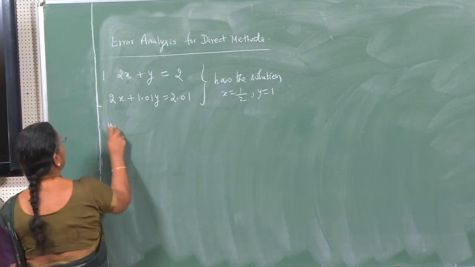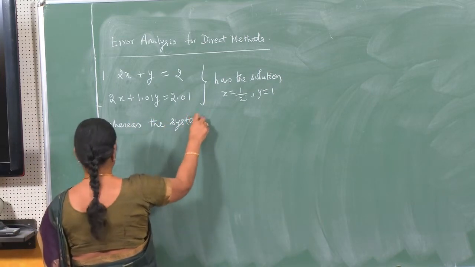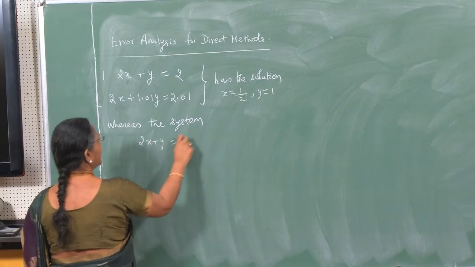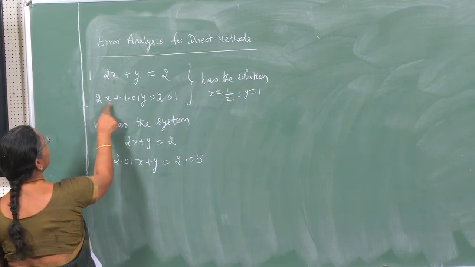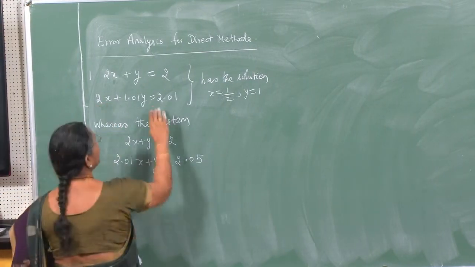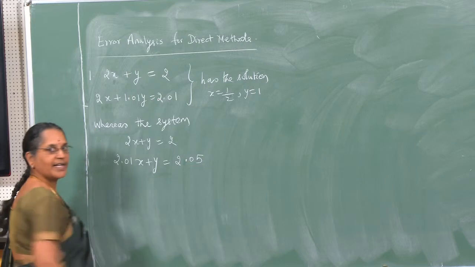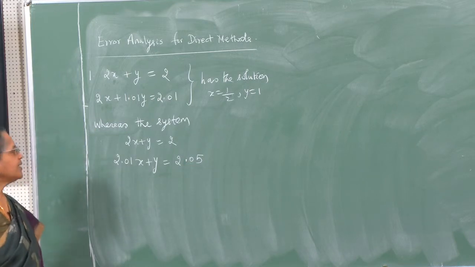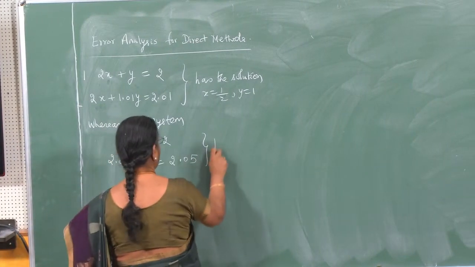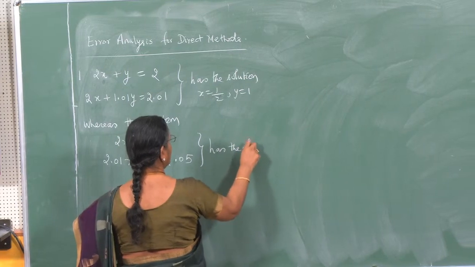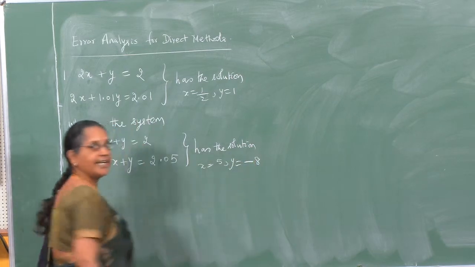Suppose I consider the following system, namely the first equation is as it is. I observe that there is a small change in the coefficient of x in the second equation. There is a small change in the second component of the right hand side vector. I would like to see what is the solution of this system, and I observe that this system has the solution given by x is equal to 5 and y is equal to minus 8.